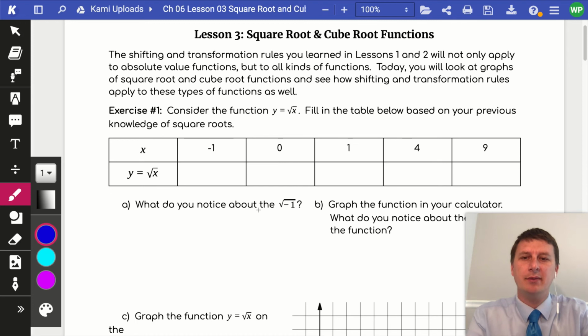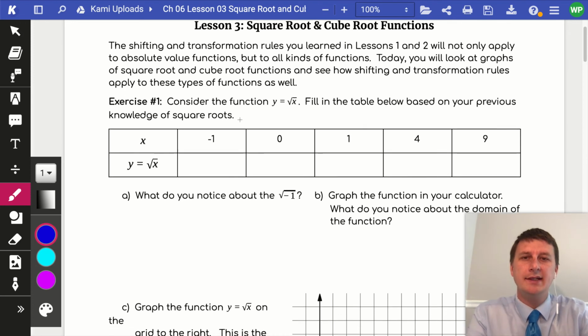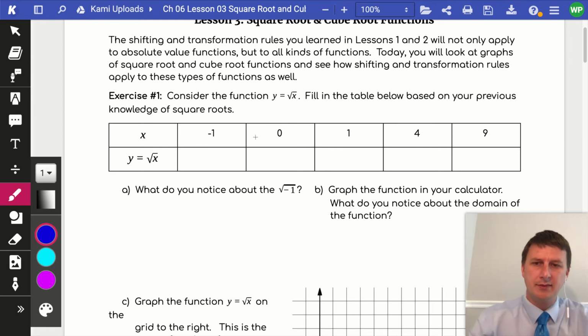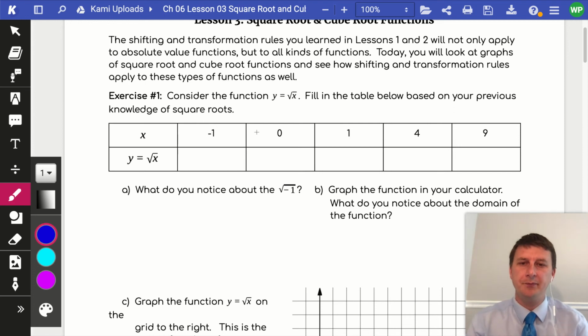So in exercise number 1, it says to consider the function y is equal to the square root of x. Fill in the table based on your previous knowledge of square roots. So let's start with the ones we know, because I'm not too sure about the square root of -1. But the square root of 0, what times what will give me 0, and that's going to be 0. And then the square root of 1. What's the square root of 1? Well, what times what is 1? Well, that's going to be 1.